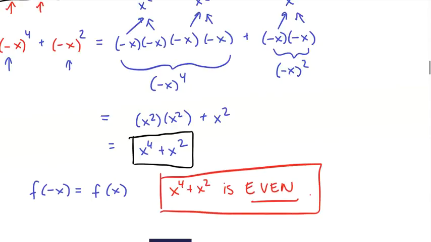All right, now let's look at another example. So our second example, example 2, is going to be the function the absolute value of x. So we're going to go through the same process. We're just going to plug in a negative x whenever we see an x. So what we're going to have is the absolute value of negative x.